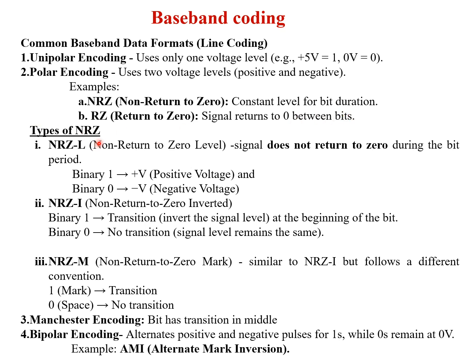What are the types of NRZ? There are three types of NRZ: NRZ-L, NRZ-I, and NRZ-M. In NRZ-L, which is non-return to zero level, the signal does not return to zero during the entire bit duration. Here binary bit 1 is represented by a positive pulse and 0 is represented by a negative pulse.